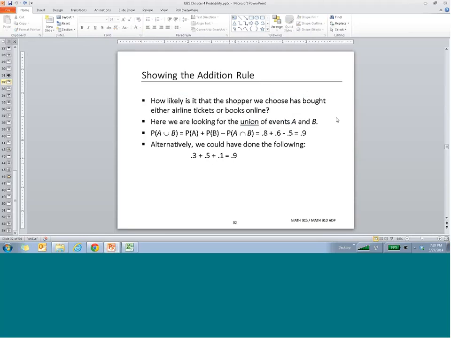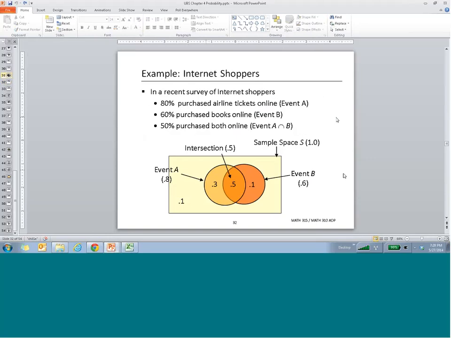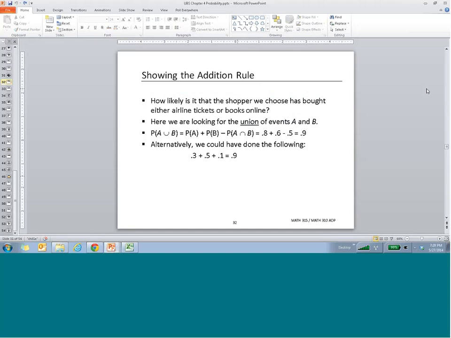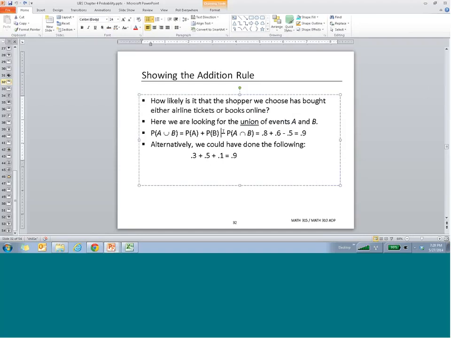I've got my 0.8 that it was sold online. There's the 0.8. Or I've got my 0.6, 60% that it was, okay, these are different. My bad. So, 80% that an airline ticket is bought online, 60% that a book is bought online. But I can't just add those two together. I've got to subtract out the overlap between them. That's what this formula right here is doing, subtracting out the overlap.